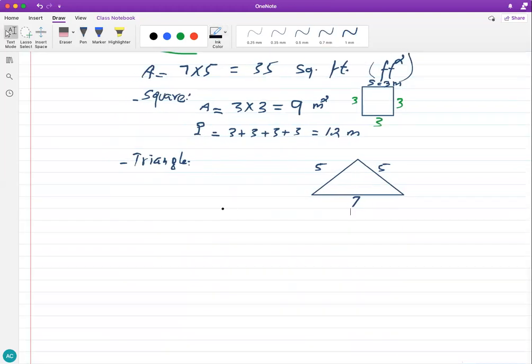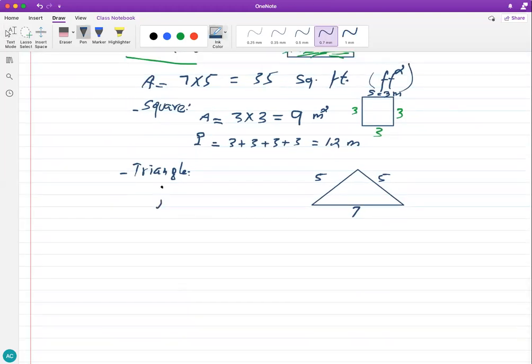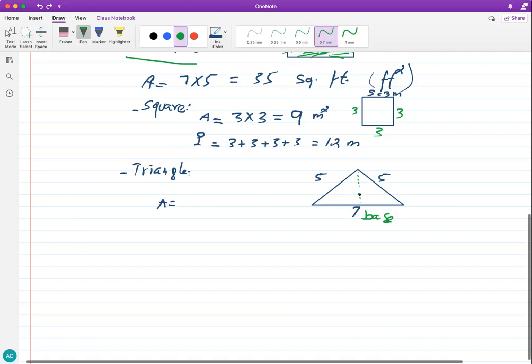But for the area, we have a formula. So the area of a triangle is like this. B, the base. This is the base of the triangle. And we need the height as well. So the height of a triangle is basically this distance, when you drop this point vertically and you form a right angle here. So this is what we call the height.